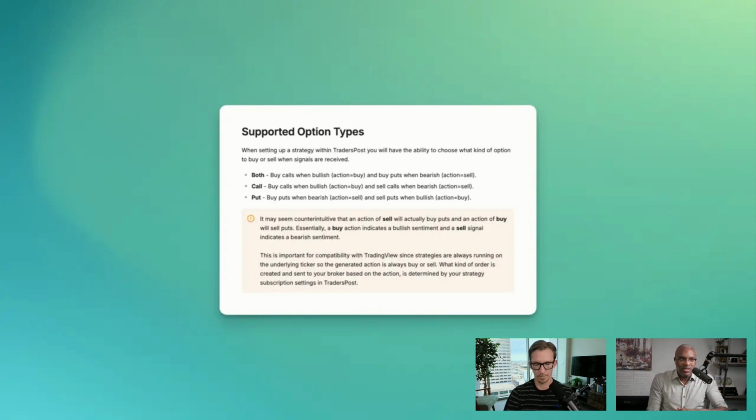There's all kinds of complexity that happens there, and in order to account for the different types of perspectives users might have, we have this part in the documentation that talks about the options types. So specifically, if you set the setting to both, that'll allow you to buy calls when bullish, and buy puts when bearish. If it's set to call, you buy calls when bullish and sell calls when bearish. And when you have puts set, you're buying puts when bearish and selling puts when bullish.